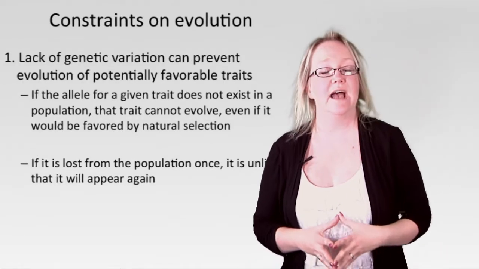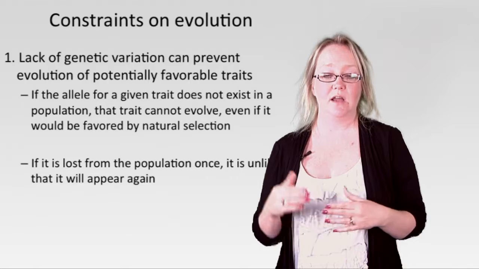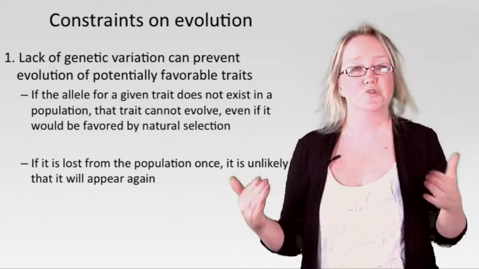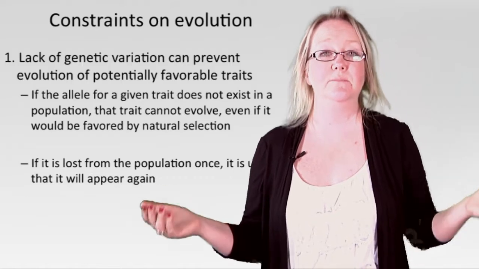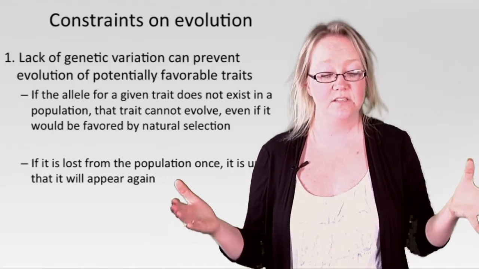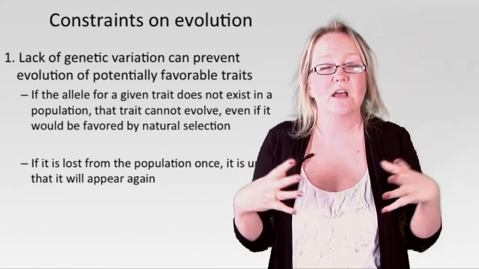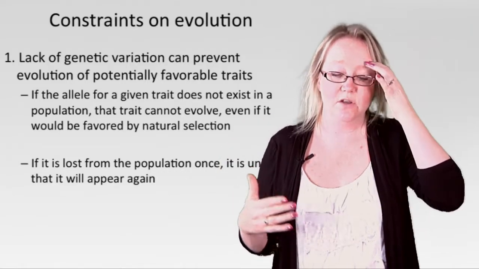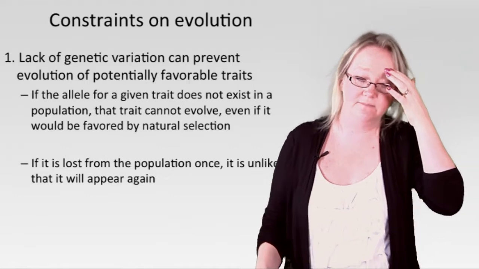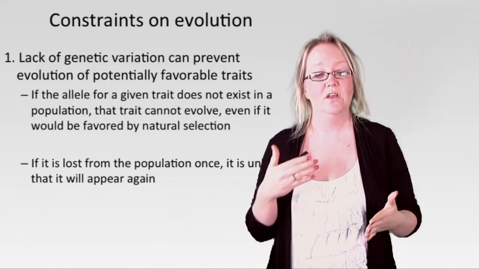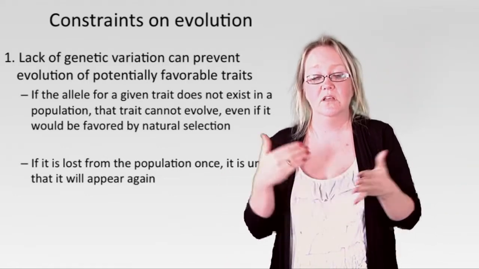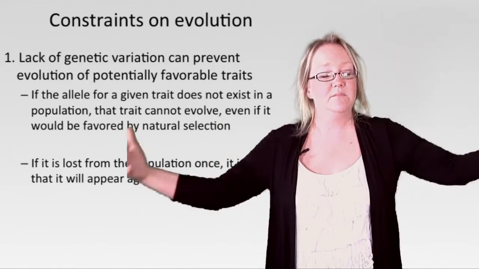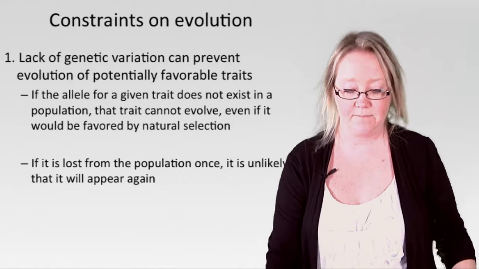All right, let's look now at constraints on evolution. So we've been talking about evolution, change over time, natural selection, sexual selection, traits being selected for, being better adapted to environments. So now we have to look at what kind of limits those abilities to change. So we looked at lack of genetic variation. Okay, without variation, we are not able to select favorable traits because there's no difference. There's nothing to be selected for because everything is the same.